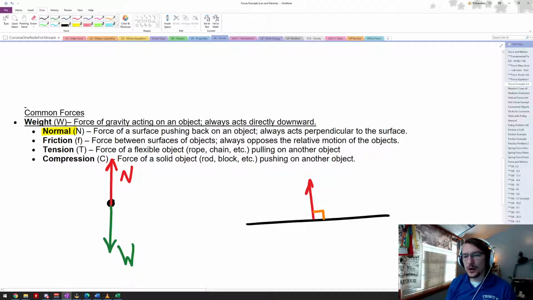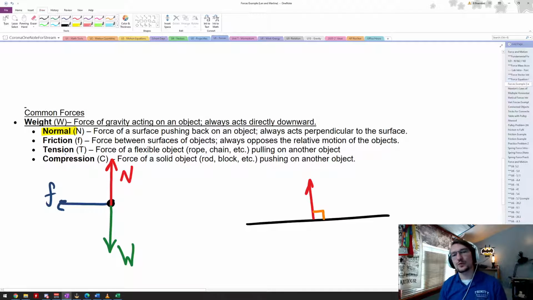But if you are feeling some sort of friction, so if you rub your hands together and they warm up, that's friction right there. This friction is always acting between the surfaces of objects, and it's always opposing motion, okay? And we could draw friction something like this. We could say, hey, look, here's a friction vector. It's a little f.